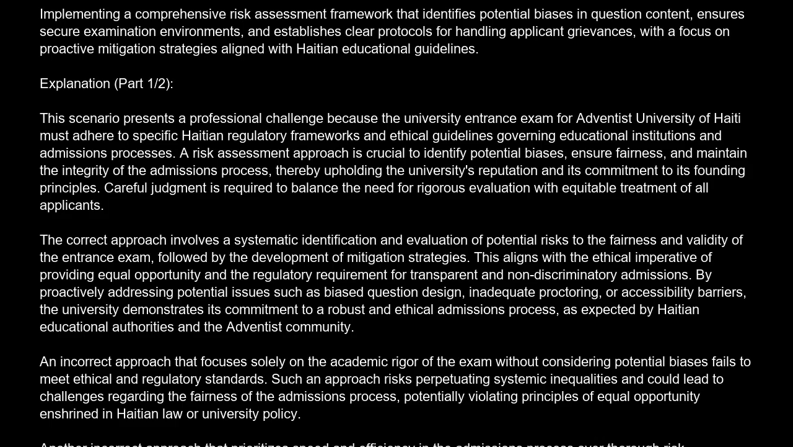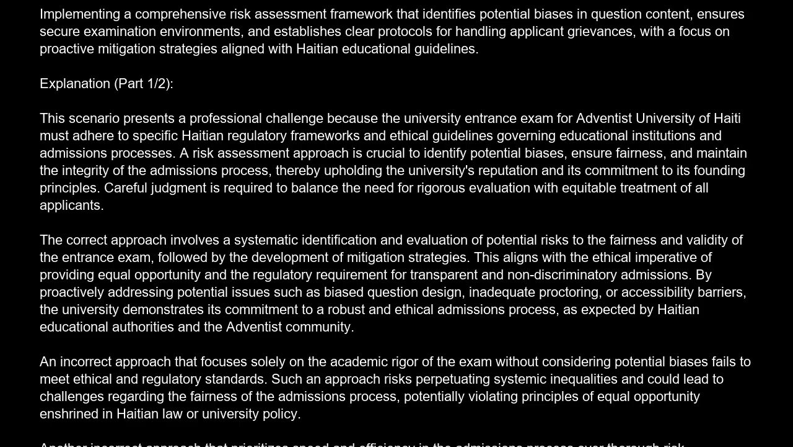The correct answer is C. Implementing a comprehensive risk assessment framework that identifies potential biases in question content, ensures secure examination environments, and establishes clear protocols for handling applicant grievances, with a focus on proactive mitigation strategies aligned with Haitian educational guidelines.